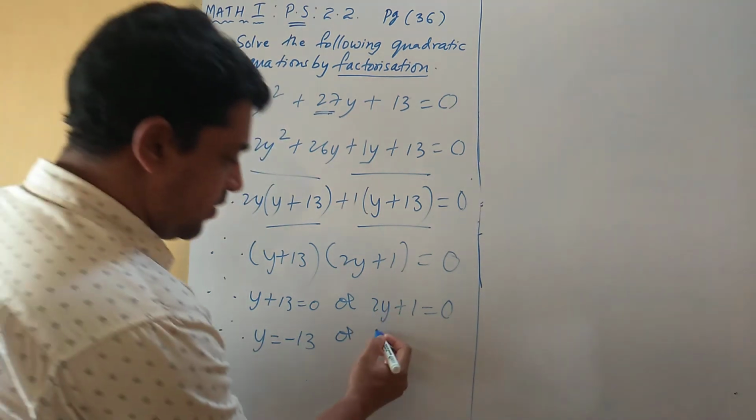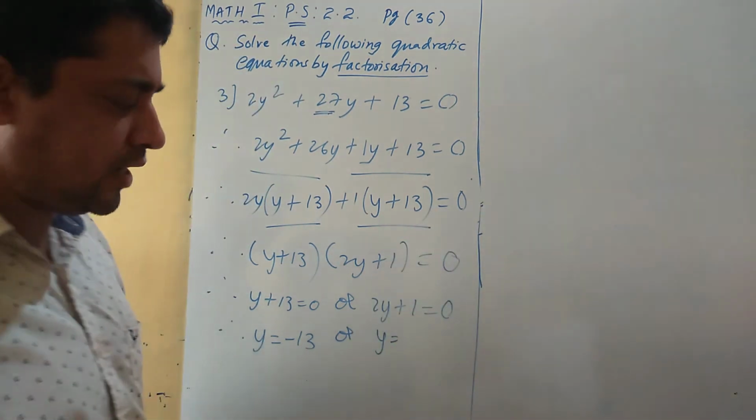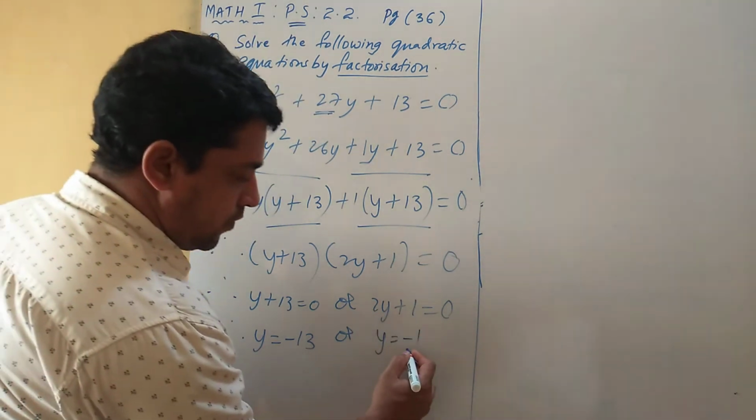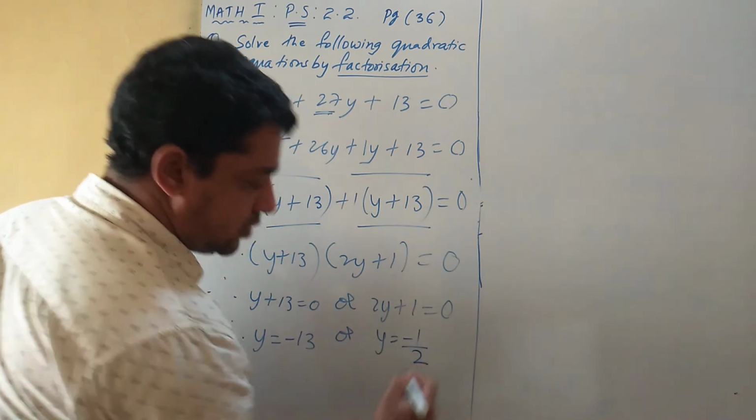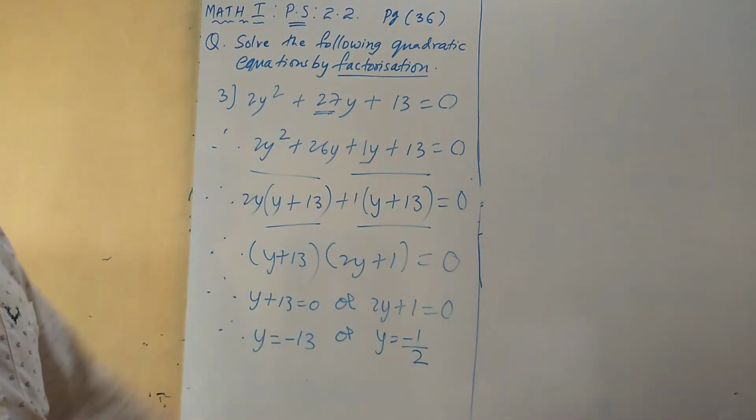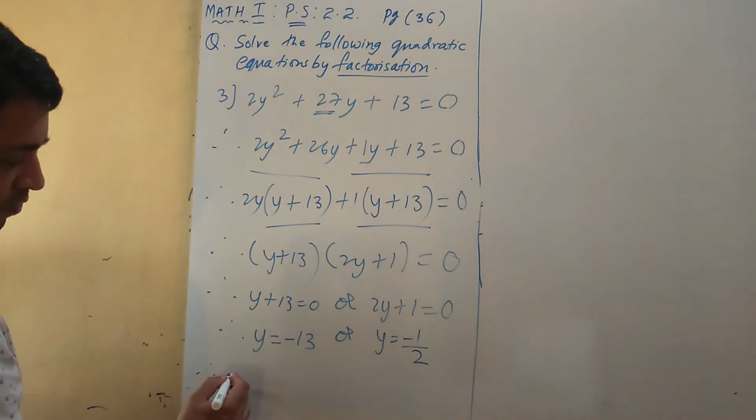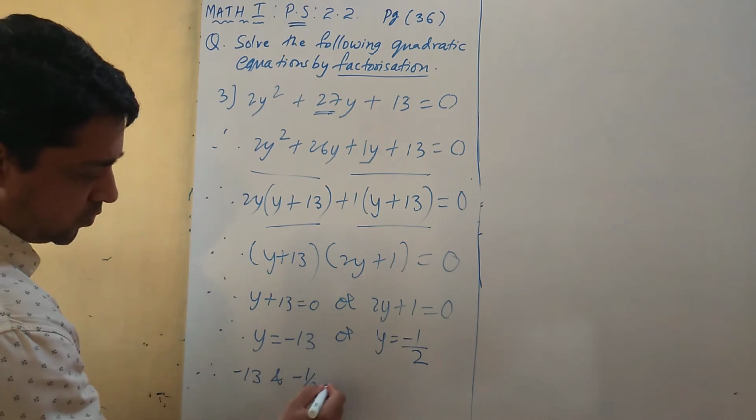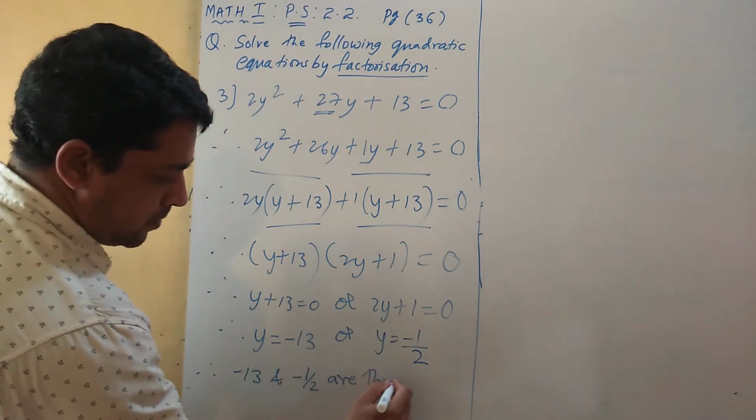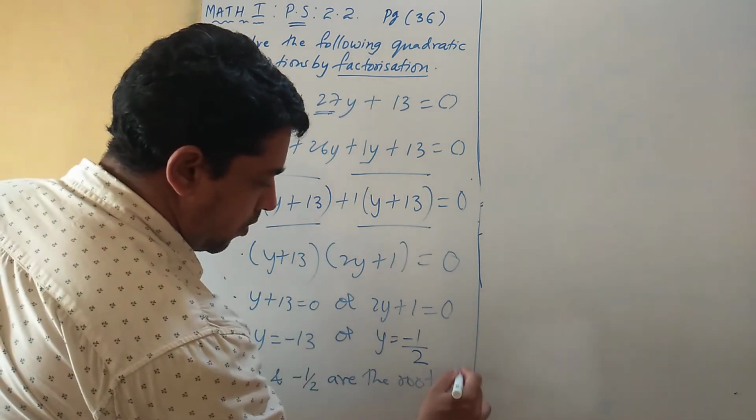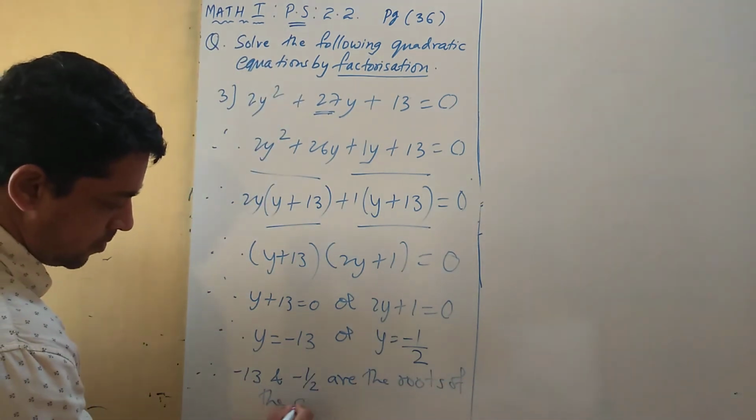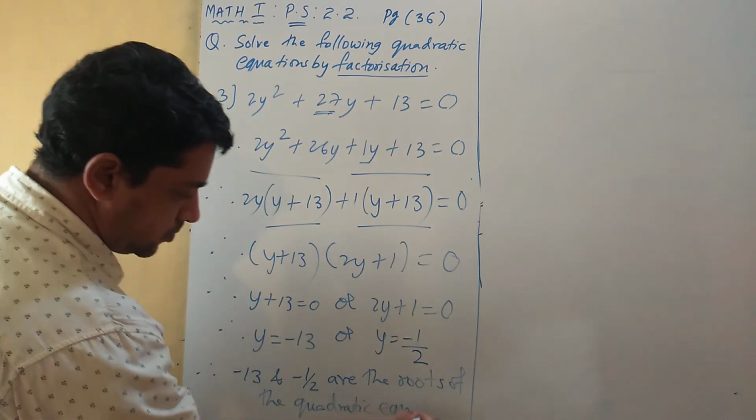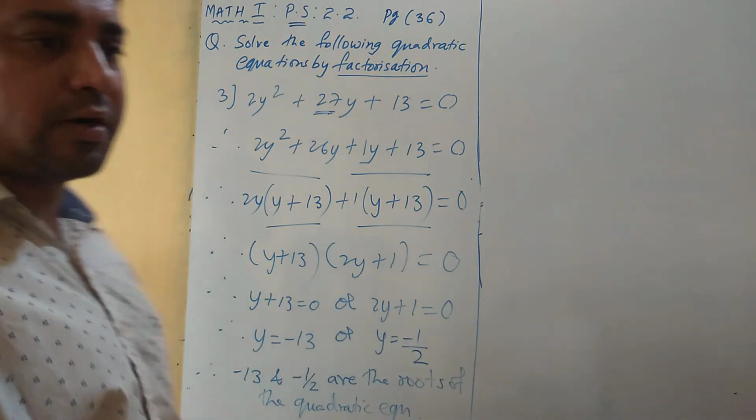You can write it like y is equal to, plus minus will go to the right hand side with a negative sign, that is minus 1, and 2 will go down, multiplied there, so we assign it to the denominator. That's the rule. Your solution is therefore minus 13 and minus 1 upon 2 are the roots of the quadratic equation. Okay, so we have completed the third sum.